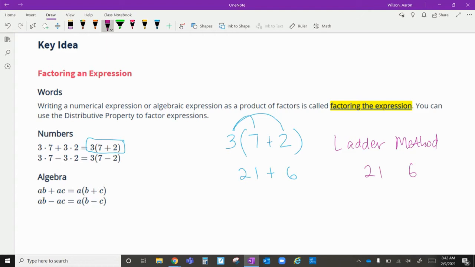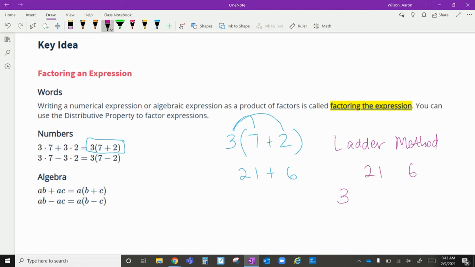I like to start with simple numbers. The smallest prime numbers are where I typically start, so I think of 2. Is 2 a factor of 21 and 6? The answer is no, because 21 is an odd number. Then I jump to the next one. Well, that's 3. Can 3 go into 21 and 6 evenly? Yes, it can. So I factor out my 3.